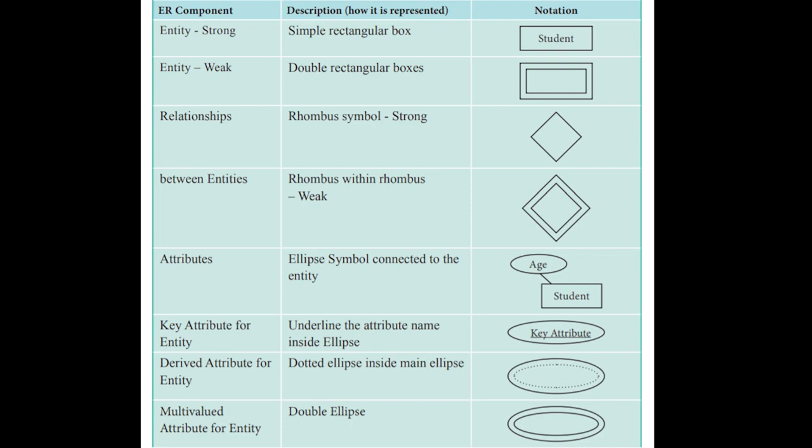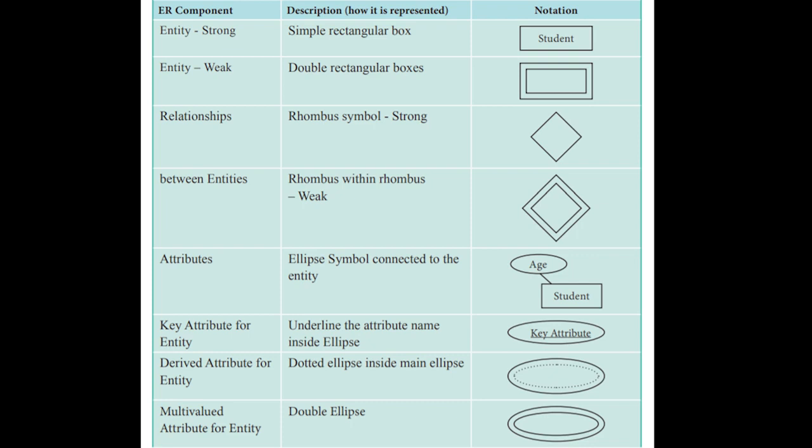Here, the strong entity we have seen already. A strong entity is denoted by a simple rectangular box. Can you see the student, the first notation in this diagram? That is a strong entity. If it is a weak entity, it will be represented by a double rectangular box. Can you see the double rectangular box here? That is a weak entity. Did you find the difference? If it is a single rectangular box, it is a strong entity, and if it is a double rectangular box, it is a weak entity. And the next one is relationships. Relationships are represented as a rhombus symbol.